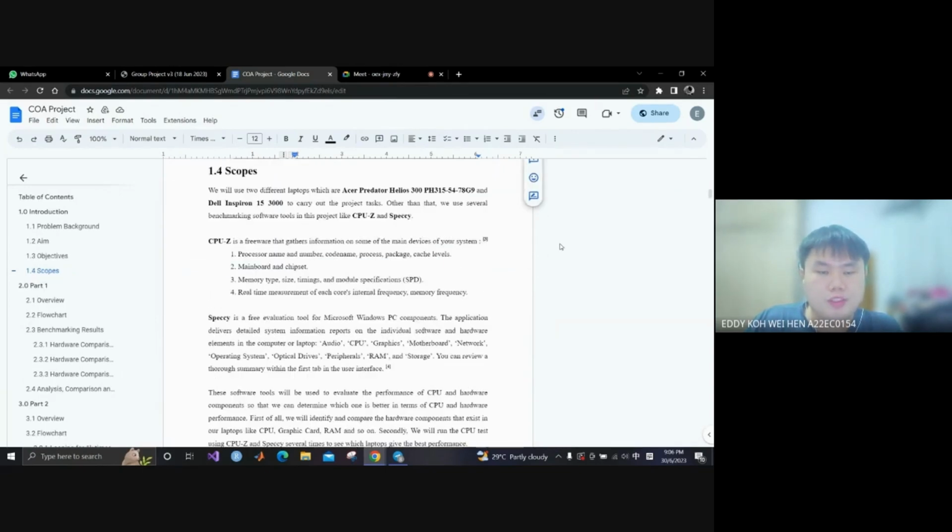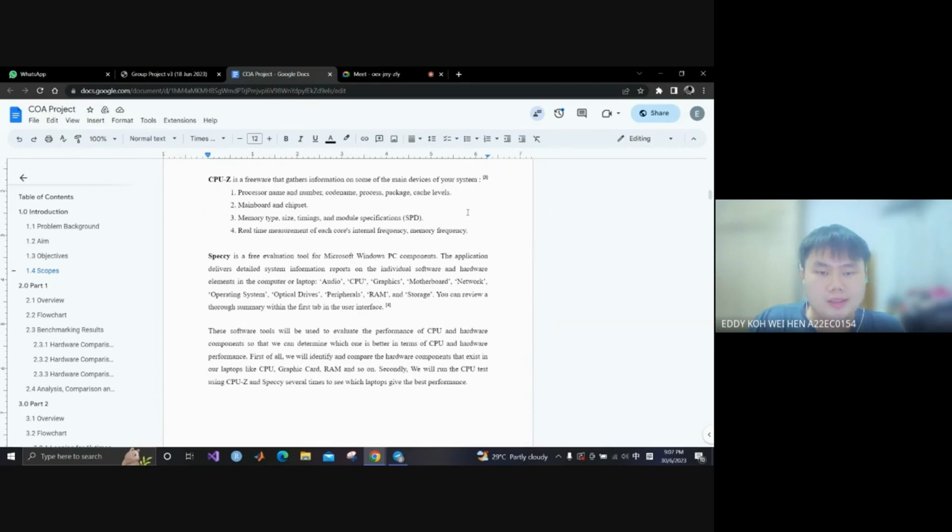For the scope of the project, we will use two different laptops, which are the Acer Predator Helios 300 PH315-54-57G9, which is Hayden's computer, and the Dell Inspiron 3000, which is Jenny's computer, to carry out the project tasks. Other than that, we use several benchmarking software tools in this project, like CPU-Z and Speccy.